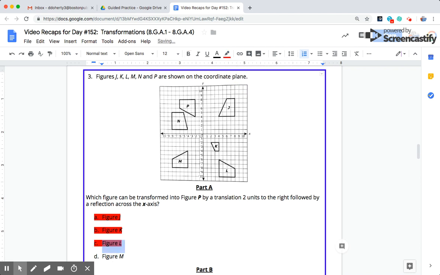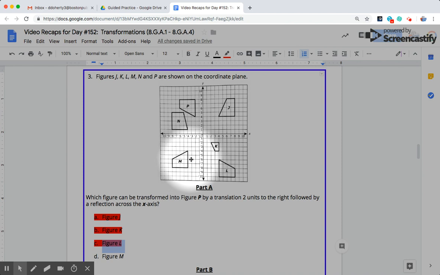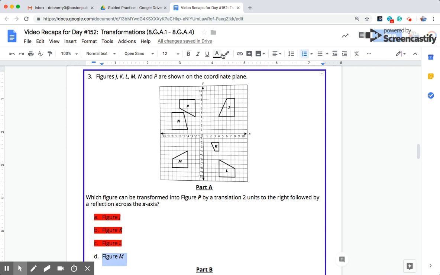If I look at figure M for a second, if I moved it 2 units right, dragged it 2 units right, and then flipped it across this x-axis, we see -4 for the top point here, +4 there. We see this is down at -8 for the broad end, and same thing for P. So if we translate it 2 to the right, or drag it 2 to the right if you want to call it that, and then flip it across the x-axis, M would land right where P is. So that's why M is your correct answer, or figure M.